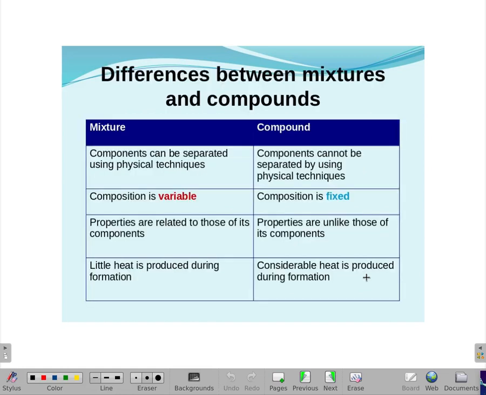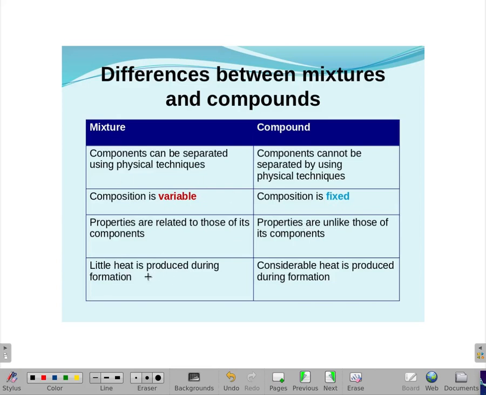Okay, the difference between mixtures and compounds can be split into these nice little categories. This is just a summary of what we've talked about. So, mixtures: the components can be separated by physical techniques. Compounds, they cannot, not by physical techniques. Mixtures have a variable composition. Compounds, the composition is fixed. A mixture's properties are related to those of its components. Salt water has a similar boiling point to water. But compounds, those properties are not necessarily like those. If they are, it's really just a coincidence.